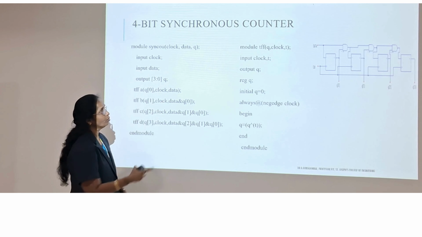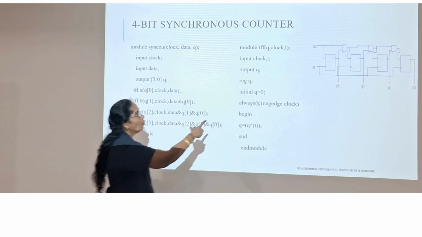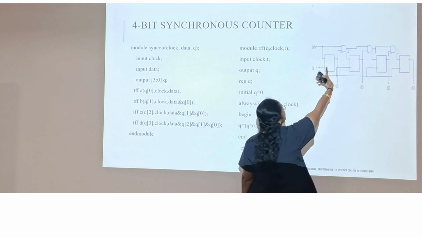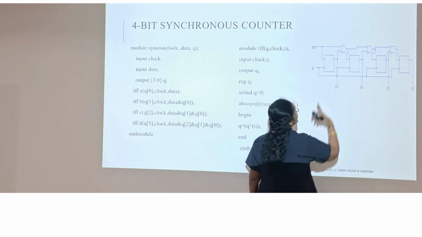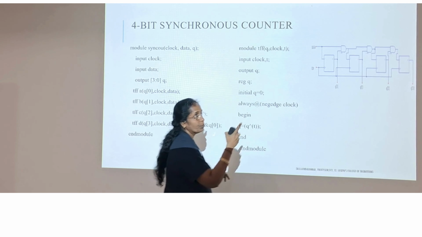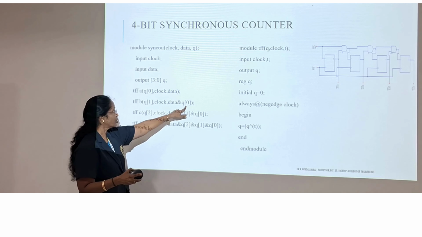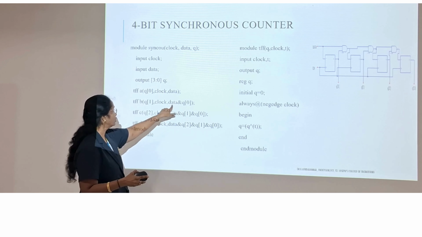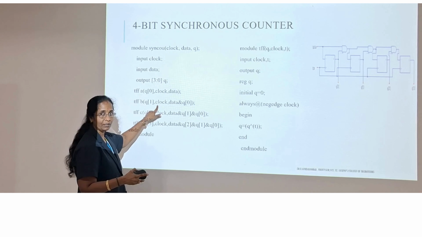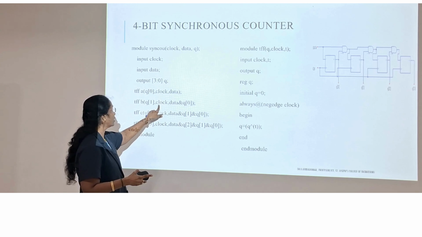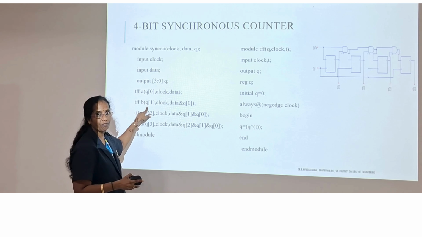Now you observe the circuit. For the second flip-flop, what is the input? The output of the previous flip-flop and the data are ANDed together to produce an input for the second stage. Therefore, the previous output Q of 0 and the data are ANDed together, and the clock is the same because it is a synchronous counter, and these are given to produce an output Q of 1.